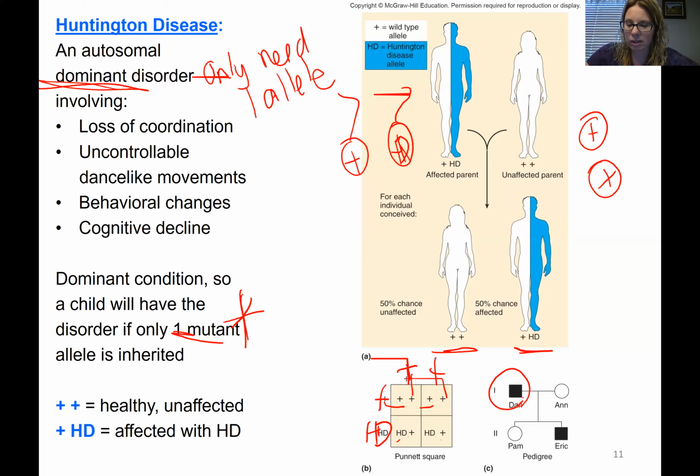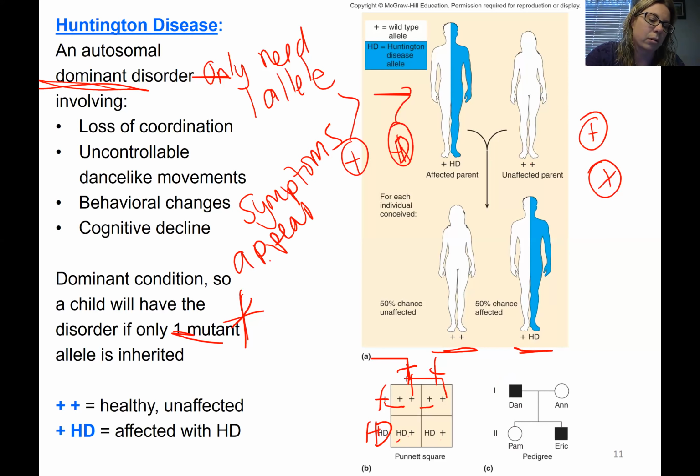Okay, affected person, non-affected person. Affected, non-affected. There aren't carriers when it comes to autosomal dominant disorders, okay? You either have it or you don't. Now, another telltale sign of a dominant disorder is that these symptoms appear in adulthood.